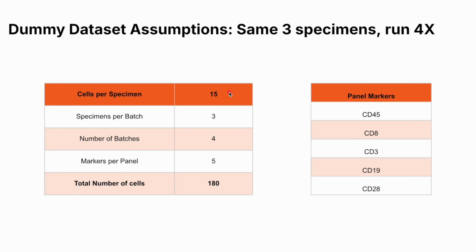First, let's go to the dummy dataset assumptions. You're going to have the same 3 specimens run 4 times. So for example, in the dummy dataset, you have 15 cells per specimen, obviously in flow cytometry experiments it's in the hundreds or potentially millions of cells. 3 specimens per batch, 4 batches, 5 markers per panel, for a total of 180 cells in this experiment. And then for the markers per panel, we just made up a dummy dataset, but feel free to use your own, from CD45 to CD28, so it's grounded in some biological example.